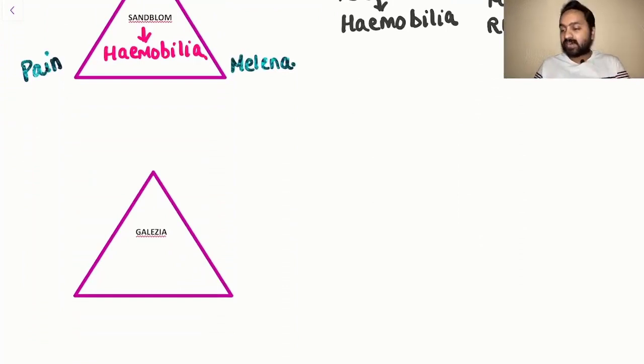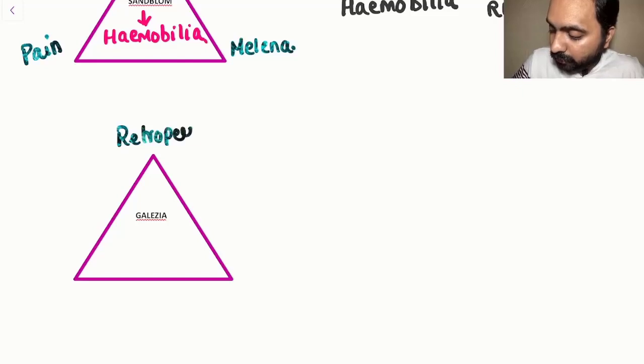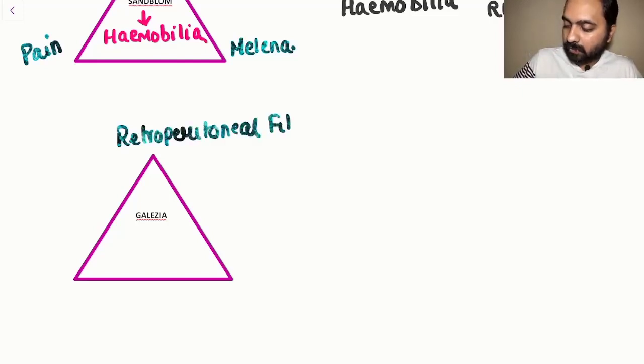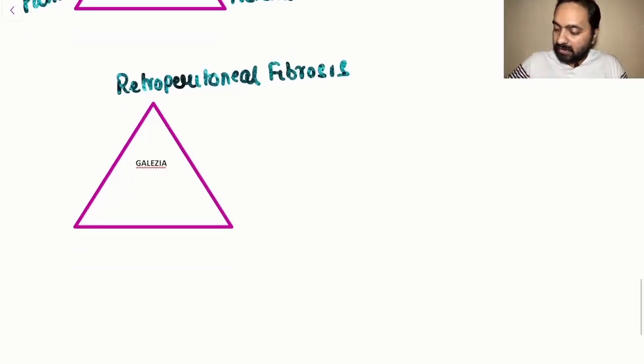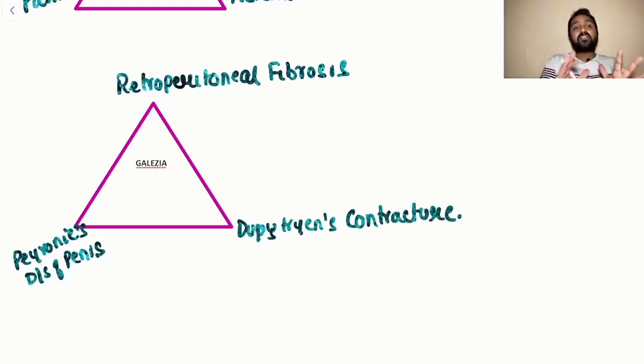Now we have the last triad that we would be discussing, which is your Saint's triad. So what are the components of your Saint's triad? So first we have your retroperitoneal fibrosis, then we have your Peyronie's disease of penis, and we have your Dupuytren's contracture. Right, so these are your components of your Saint's triad. So the question that usually can be formed from your triad is which of the following is not the component of your triad.